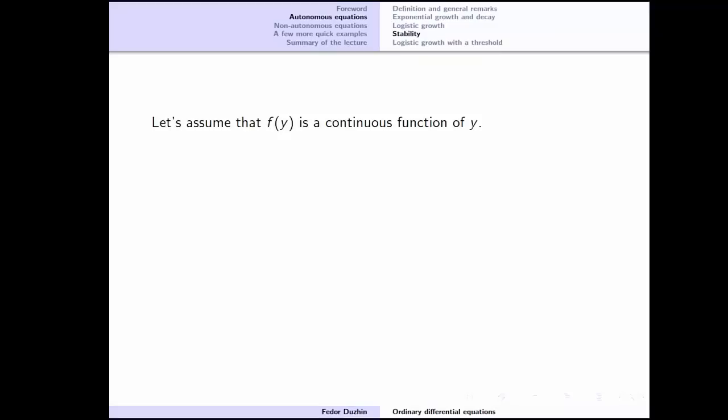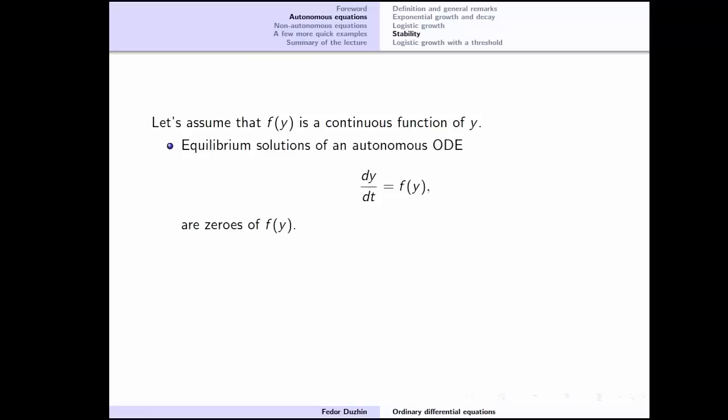Now let's talk about the concept that we already observed, but I haven't introduced the proper definition. So suppose that we have an autonomous differential equation, and recall that equilibrium solutions of an autonomous differential equation are just zeros of the right hand side. Geometrically, the graph of any equilibrium solution is a horizontal line.